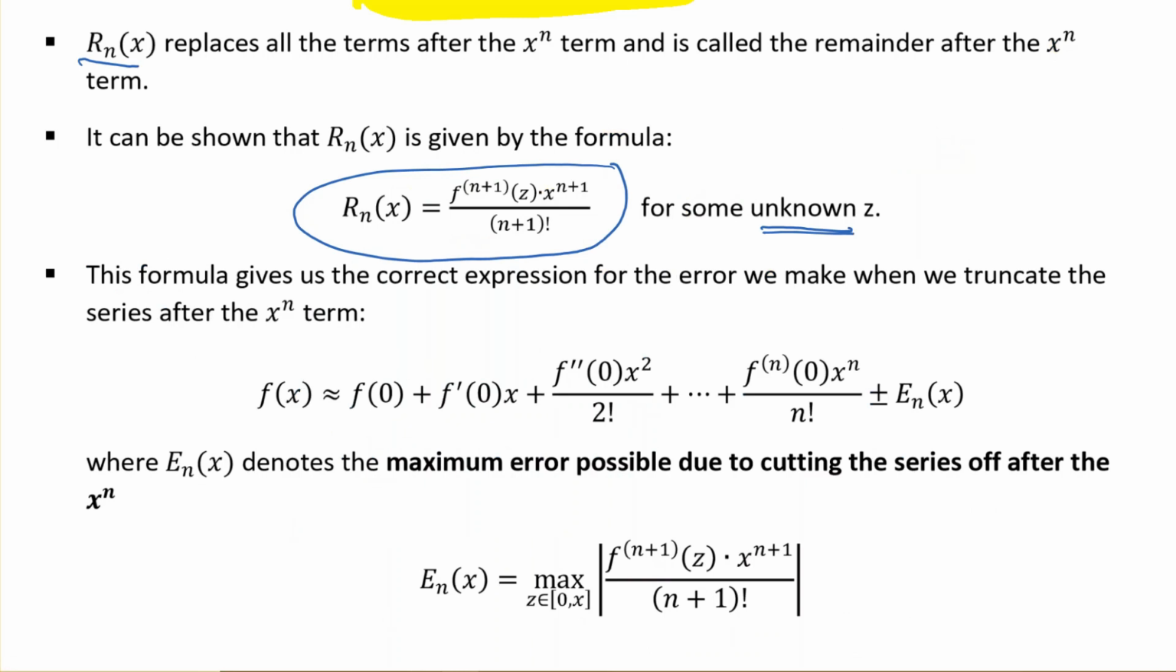Thus we can write our series as f(x) is equal to f(0) plus f prime(0) x plus and so on, up to the nth term, plus or minus En, which is our maximum error possible due to cutting off the series after x raised to power n. This error is given by the formula written here: the maximum absolute value of Rn over the interval 0 to x.